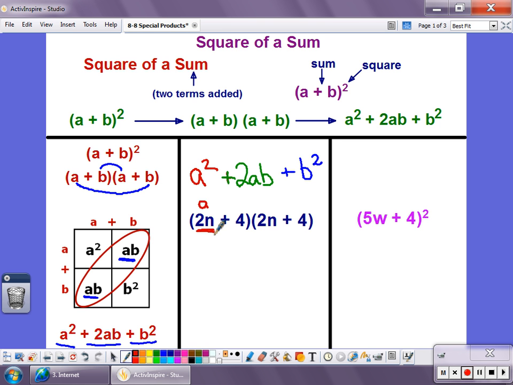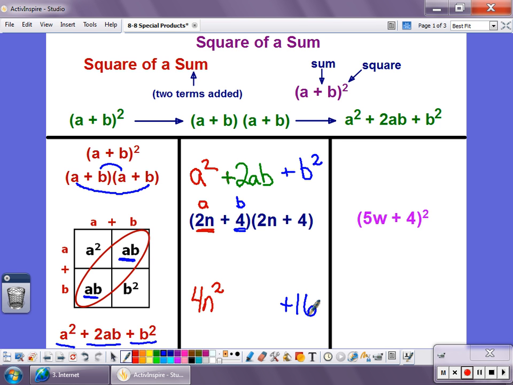2n times 2n is going to give me 4n squared. The second term in your polynomial is your b. So this 4 is our b. So when we do b squared over here, it's 4 times 4, which is 16.